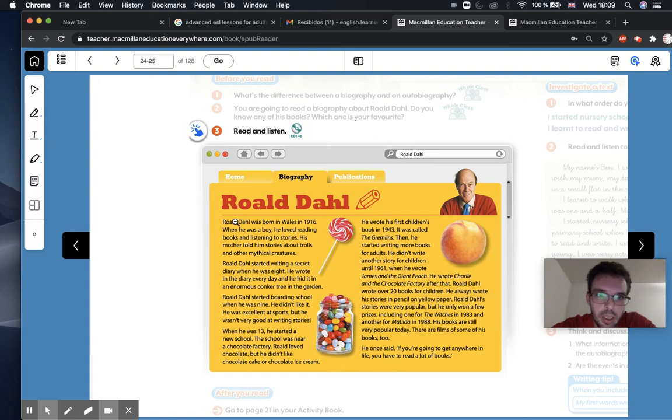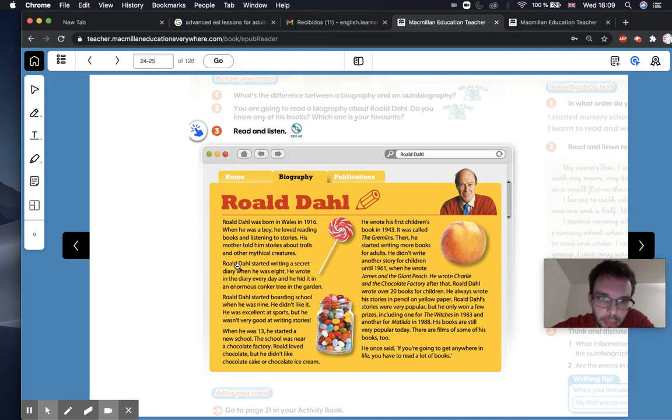Okay, so let's see. It says Roald Dahl was born in Wales. Okay, so was born. Remember, nací. Okay, nacer. Roald Dahl was born in Wales. Wales is a country next to England. In Spanish, it's called Gales. Okay.